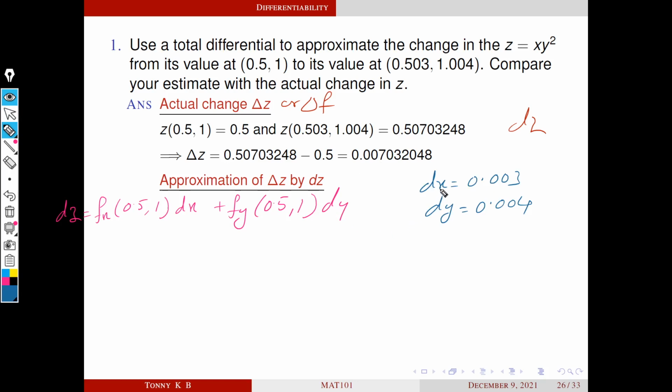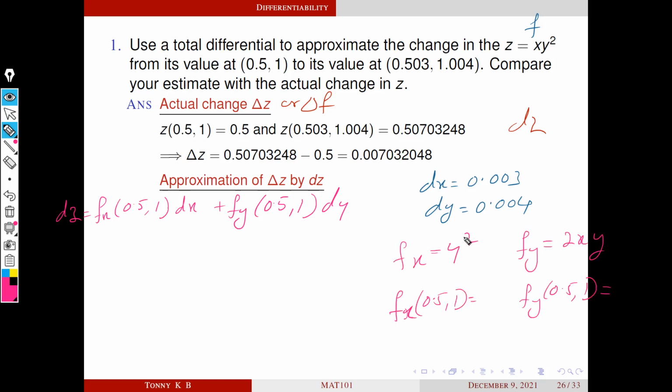Yes, dx is 0.503 minus 0.5, that is 0.003, and similarly dy is 0.004. Okay, so to find this dz, we have to find fx and fy. This is our function: f is equal to xy square. So you simply differentiate with respect to x and y and substitute these 2 points. So what is fx at (0.5, 1) and what is fy at (0.5, 1)?